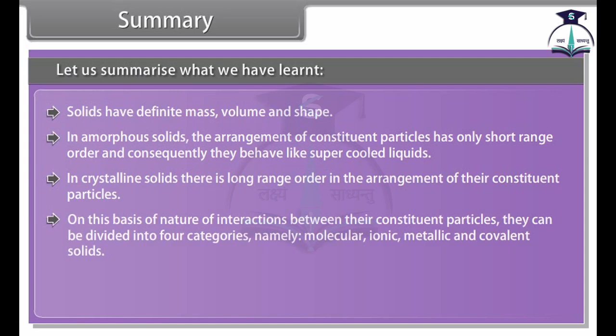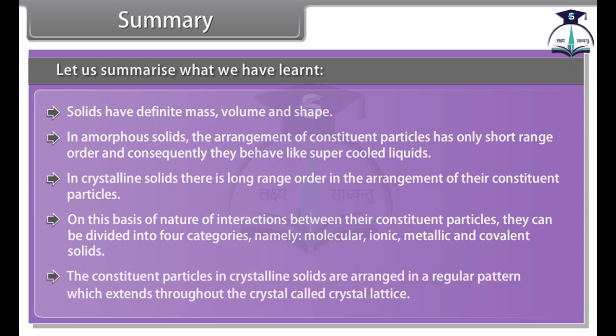On the basis of nature of interactions between their constituent particles, they can be divided into 4 categories, namely molecular, ionic, metallic, and covalent solids. The constituent particles in crystalline solids are arranged in a regular pattern which extends throughout the crystal, called crystal lattice.